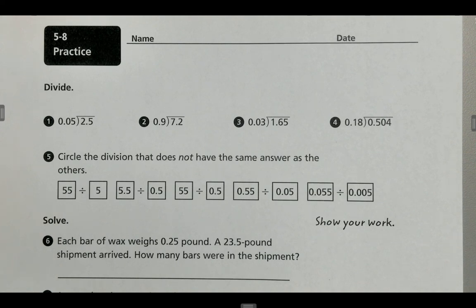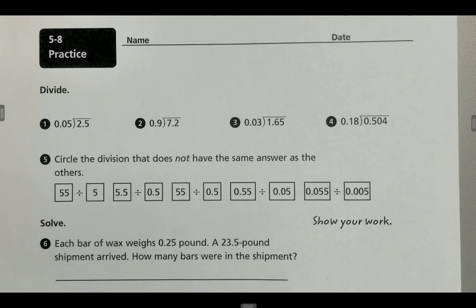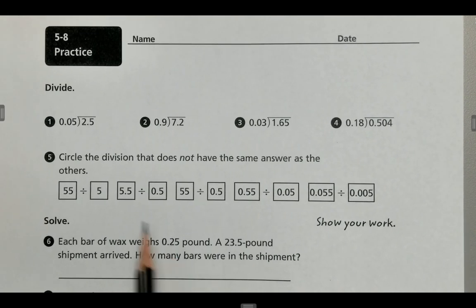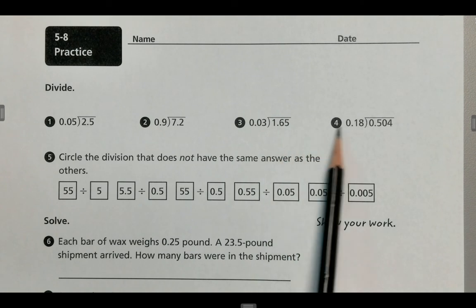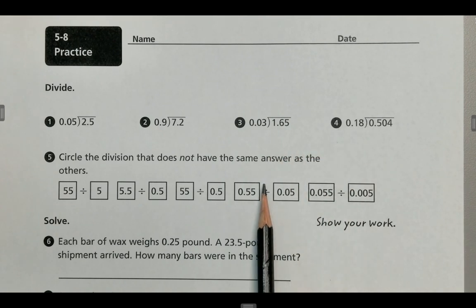Lesson 5.8, more practice with decimal divisors. On this practice page, to be honest, there's just not a lot of space to show our work for the first four, so we're going to start with number 5.